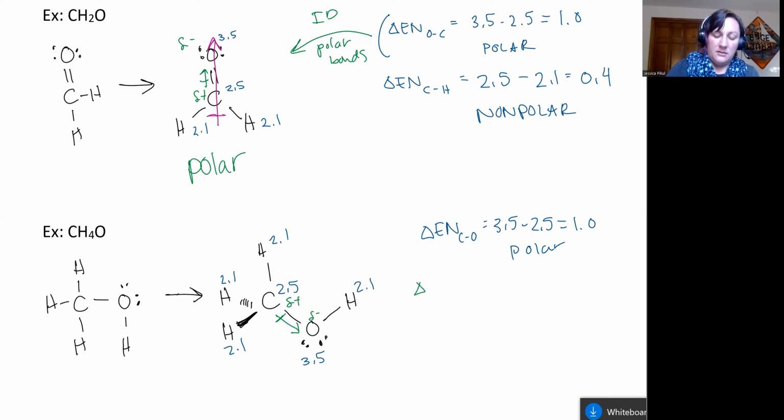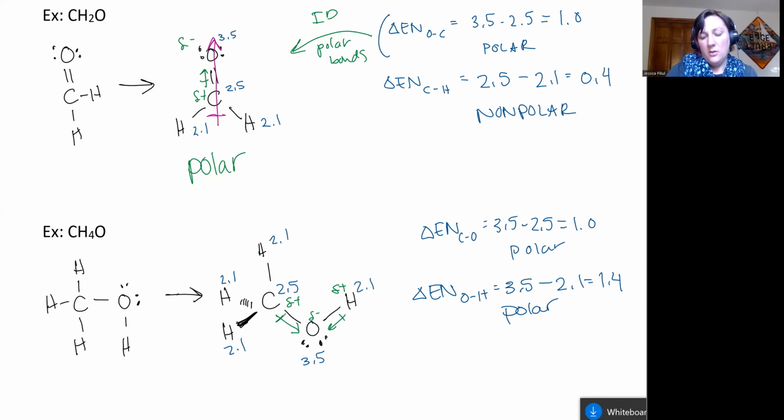Now let's look at the difference between that oxygen and that hydrogen. That'll be 3.5 for the electronegativity of the oxygen minus the 2.1 for the hydrogen. That's going to give me a value of 1.4. So that's going to be polar too, just like in the water that we looked at. So I have a partial positive charge on the hydrogen and a partial negative charge on the oxygen. I could also draw an arrow along the bond to show that, with the positive end at the hydrogen pointing at the oxygen.